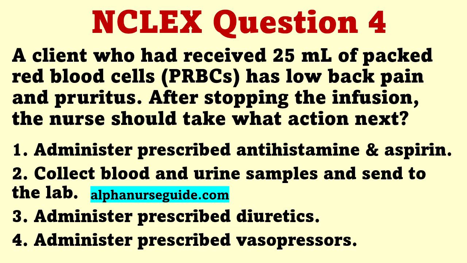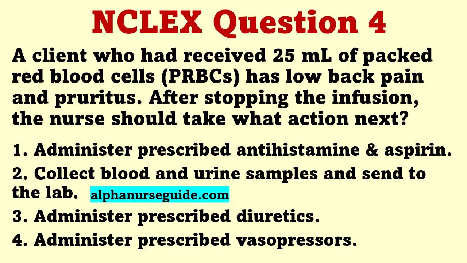The correct answer is 2. ABO and Rh incompatible blood causes an antigen-antibody reaction that produces hemolysis or agglutination of red blood cells. At the first indication of any sign or symptom of reaction, the blood transfusion is stopped.